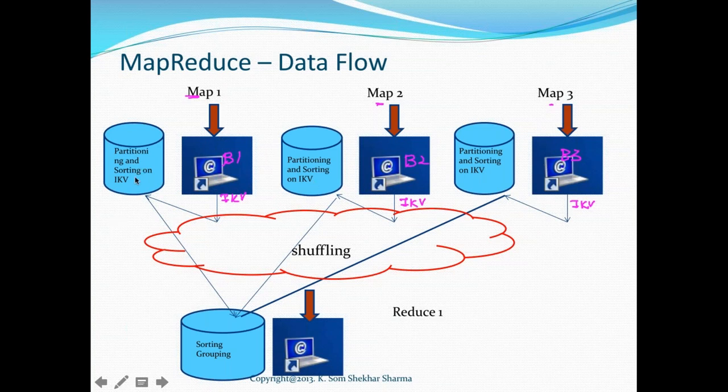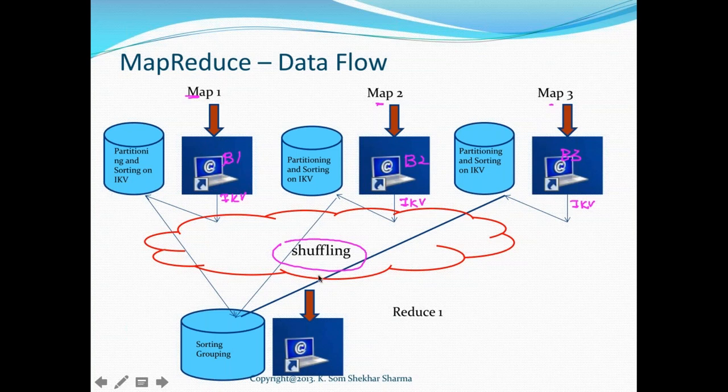Once that is done, the key value pairs will be transferred to the reducer machine, which is known as shuffling. Sorting is again done on the reducer machine. That's why in literature you will find sort and shuffle used together. Though I have shown them separately here, sorting is done on the mapper side and also on the reducer side. Sometimes it is combined and known as the sort shuffle phase, so don't get confused. It is one and the same thing. Sorting happens at the mapper side, and sorting happens at the reducer side as well.